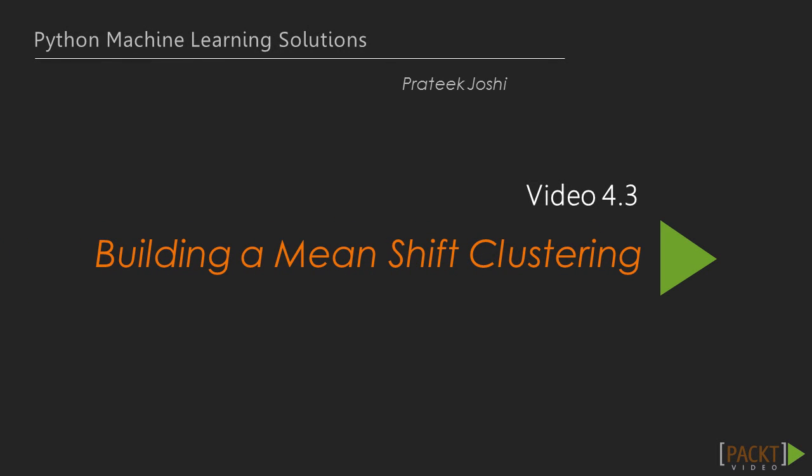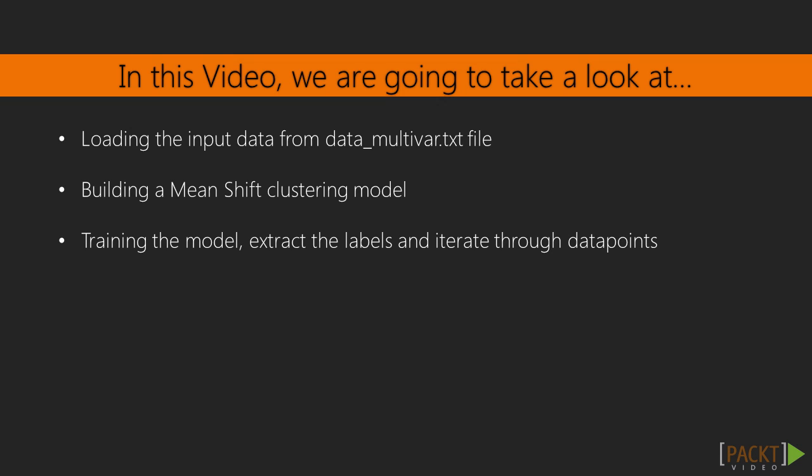In the previous video, we looked at compressing an image. In this video, we're going to take a look at building a mean shift clustering model. We'll start by loading the input data and build a mean shift clustering model. Next, we will train the model, extract the labels, and iterate through data points.